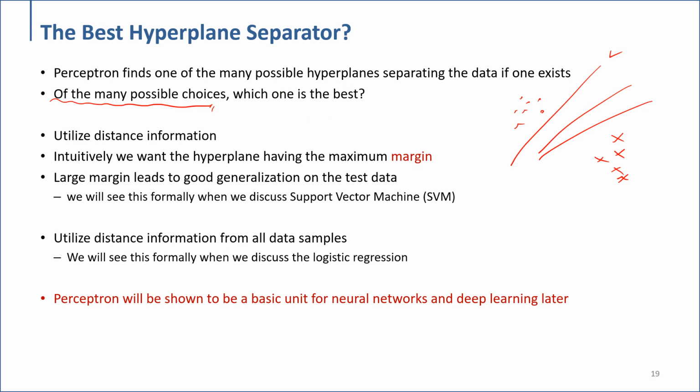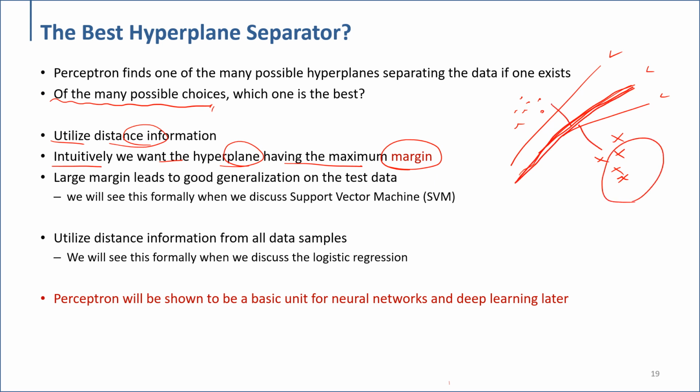For that, we need to utilize distance information. That means from these models, we can intuitively think that we want the hyperplane having the maximum margin. Among these, the second one would be the best hyperplane, having the best margin compared to this group and this group. So a large margin leads to good generalization on the test data.